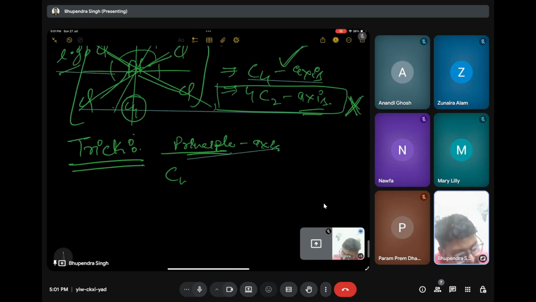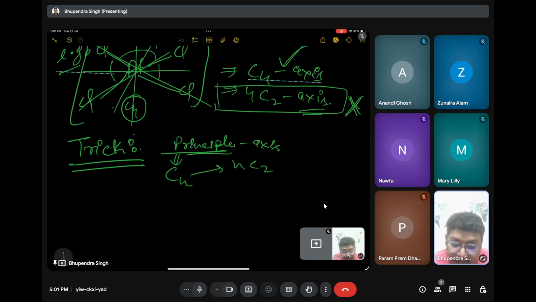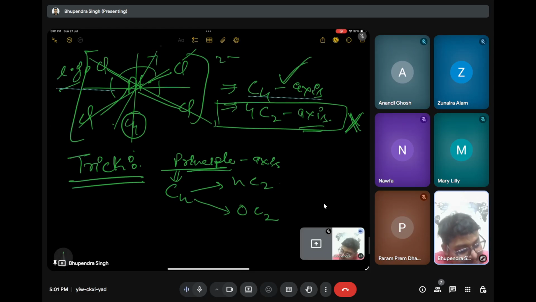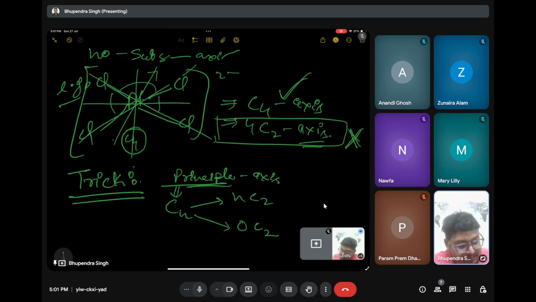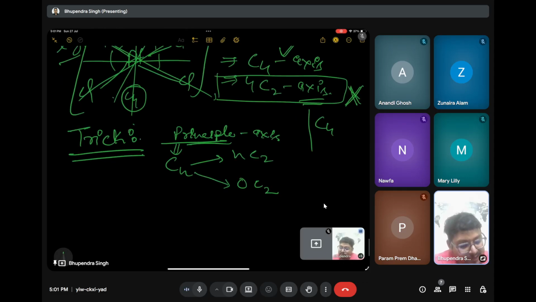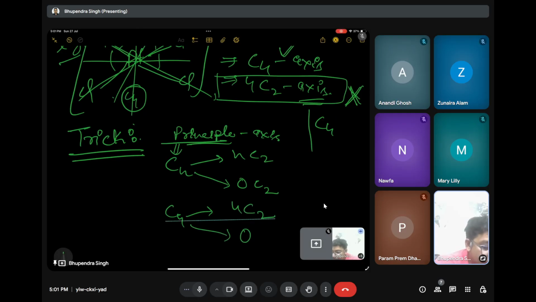If Cn is your principal axis, then you have either n number of C2 axes, or you don't have any C2 axis. Simple rule. So if you determine the principal axis, let's say in this case, C4, what does it mean? It means you have 4 C2 axes, or you have 0 C2 axes.